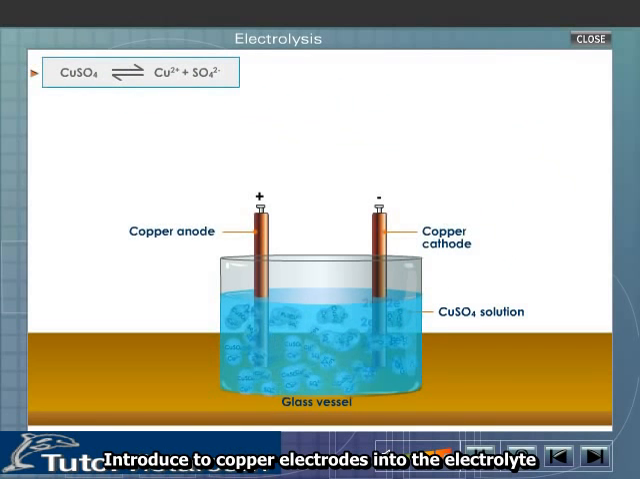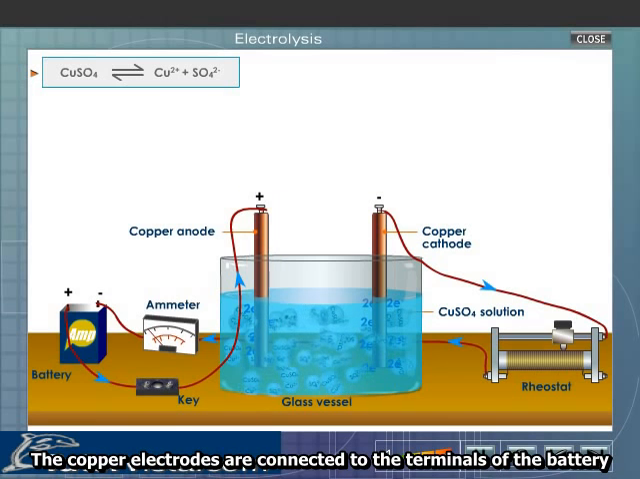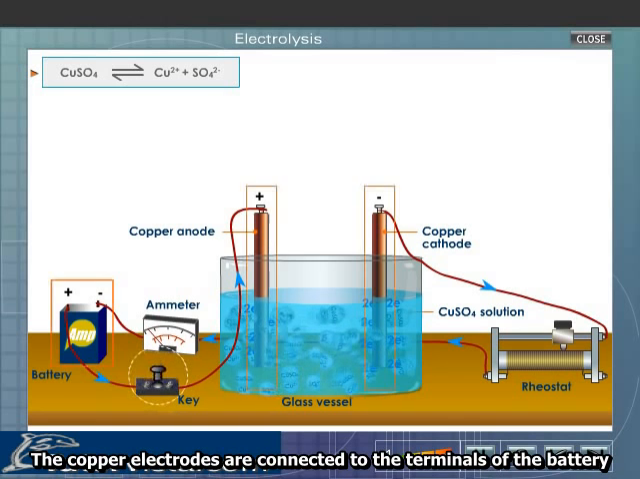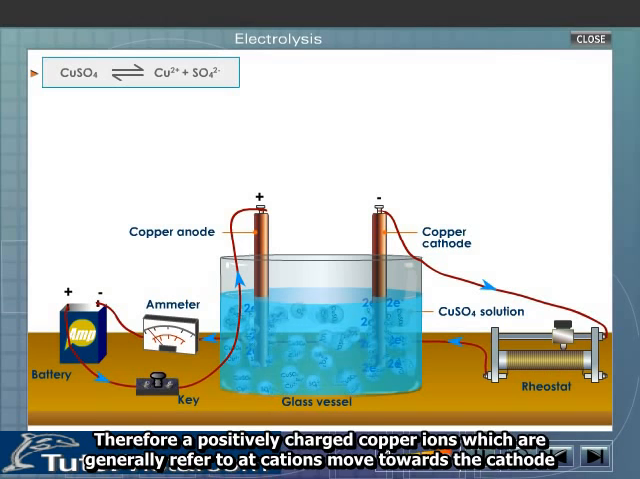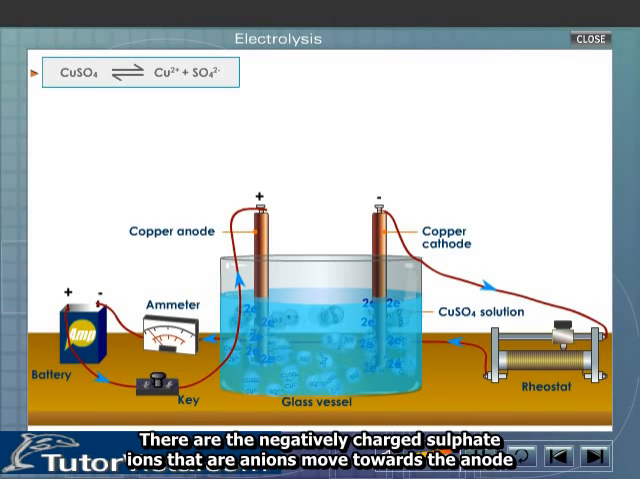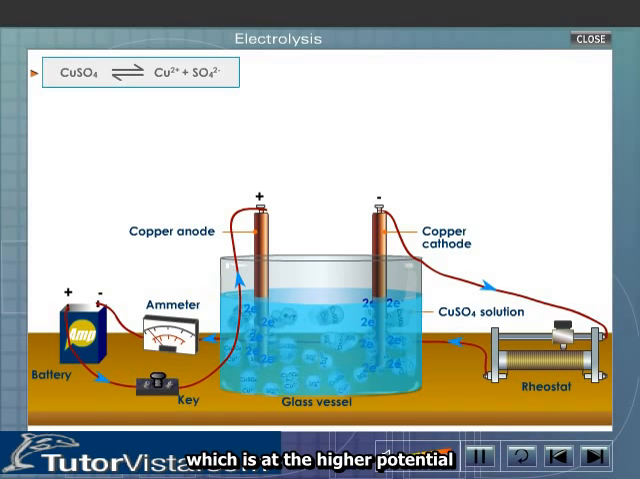Introduce two copper electrodes into the electrolyte. The copper electrodes are connected to the terminals of a battery. The cathode is at a lower potential than the anode. Therefore, the positively charged copper ions, which are generally referred to as cations, move towards the cathode, whereas the negatively charged sulfate ions, that is anions, move towards the anode, which is at a higher potential.